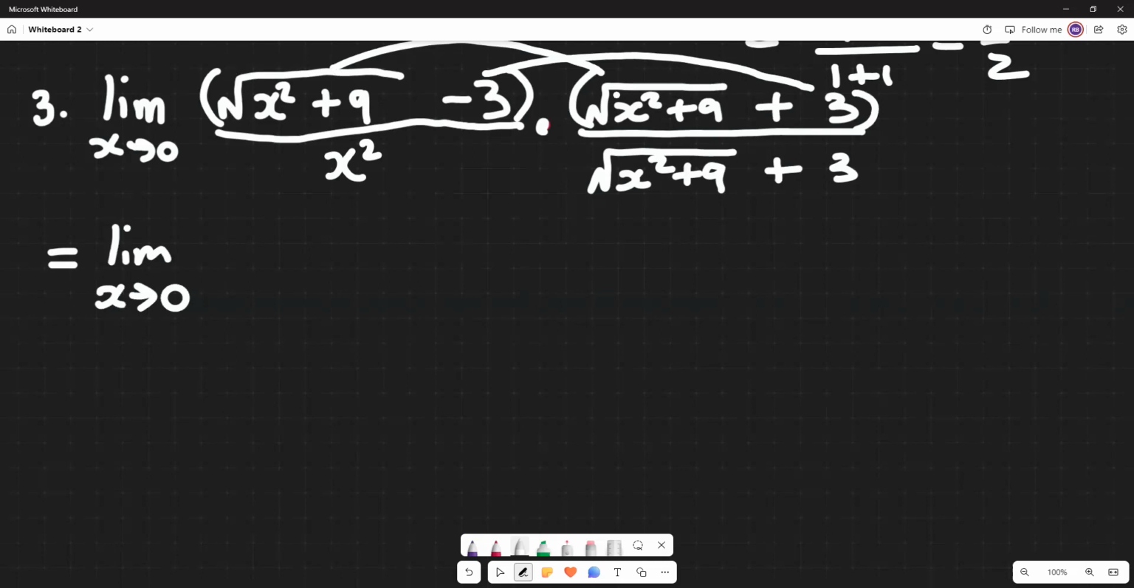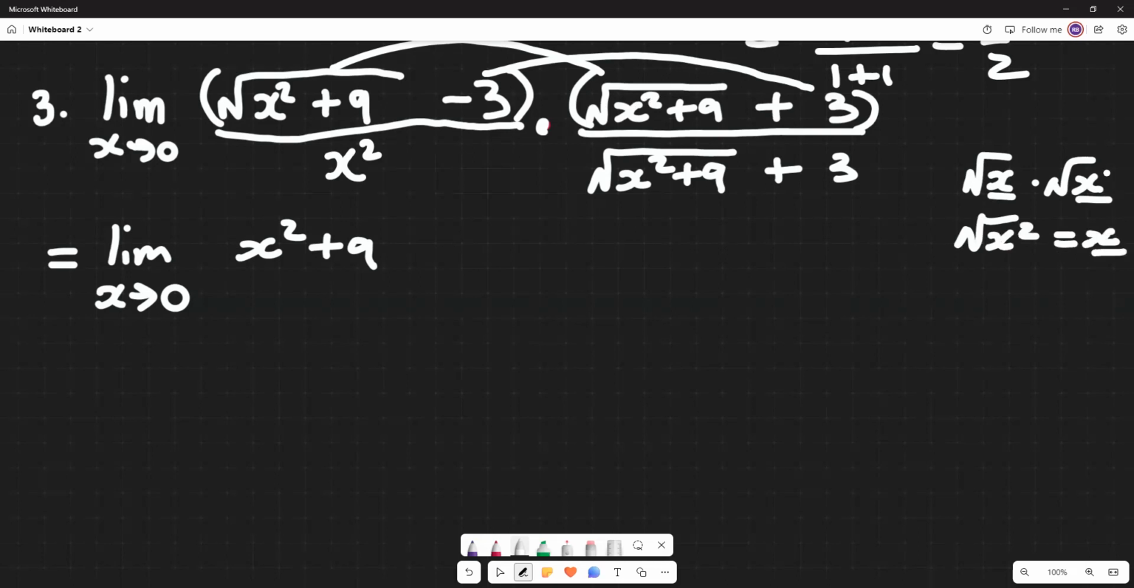So square root of this times square root of this, you're just going to have x squared plus 9. Here I'm using the fact that if I have square root of x times square root of x, the same thing under the square root, this squared is just x, the thing that was inside the square root. And then it's going to be minus 9, because 3 times 3 is 9, all over x squared.